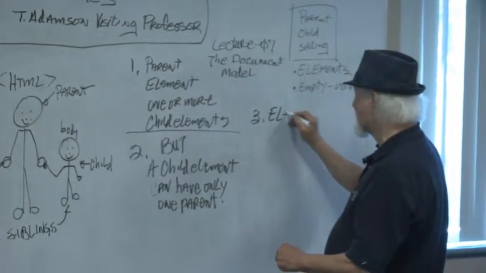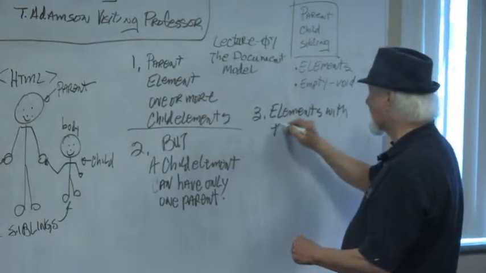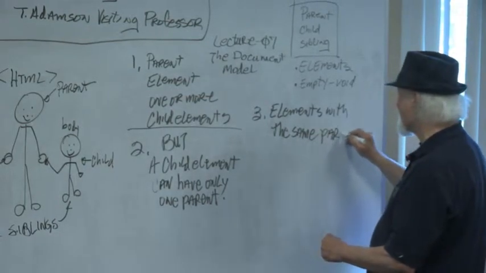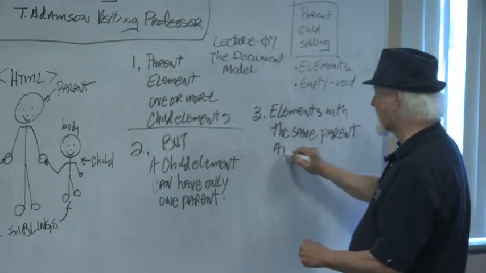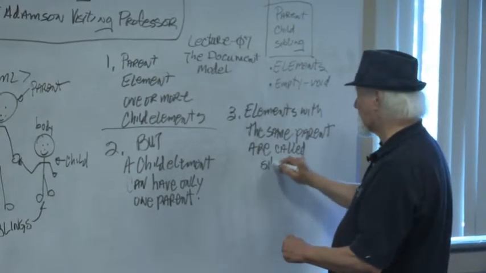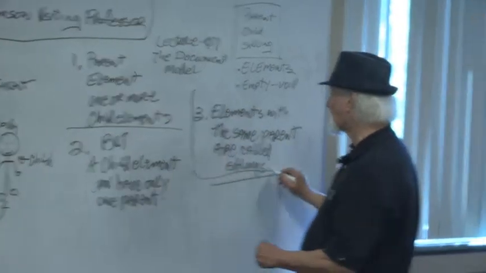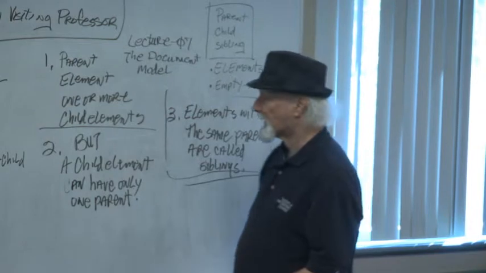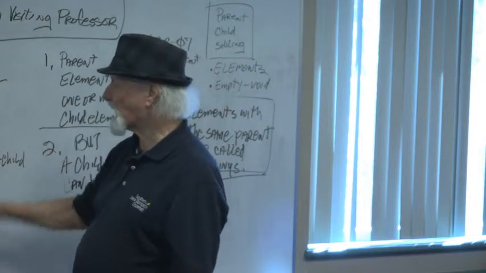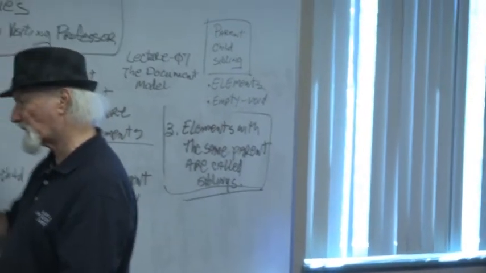Elements with the same parent are called siblings. Okay, there's the third fact. So we can see that we have a parent element, and the parent element, which is HTML, right now has two child elements. One's called the head, the other's called the body. All right? So far, so good.